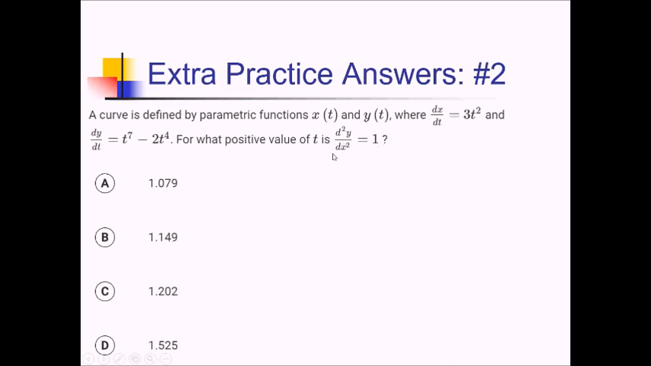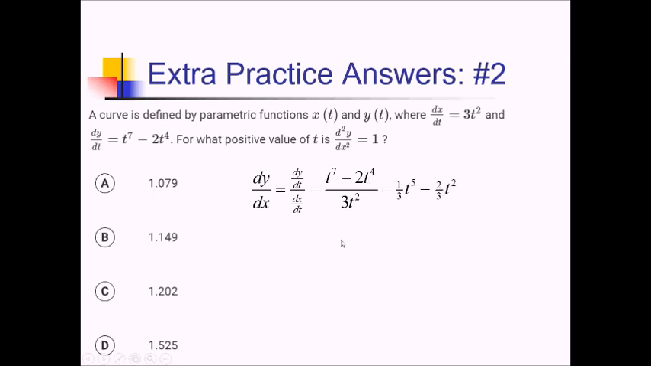So let me get that second derivative. First, I need the first derivative, dy over dx. To get that, I need to take the derivative of y over the derivative of x. So dy over dt over dx over dt. Now the good news is they already gave us these things. So this is going to be t to the 7th minus 2t to the 4th over 3t squared. And just one little thing I'm going to do, because I know I'm going to have to take the derivative of this whole thing in a minute, I'm going to actually divide both of these by 3t squared, just so it's a little bit easier on the next step. So this will be 1/3 t to the 5th minus 2/3 t to the 2nd.